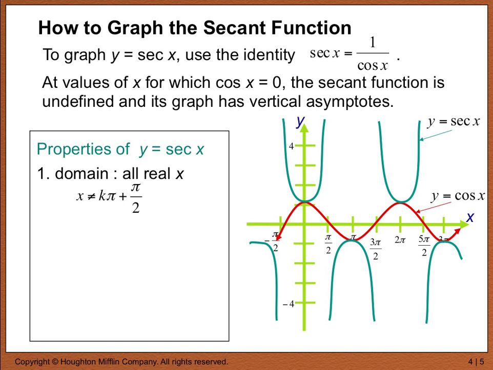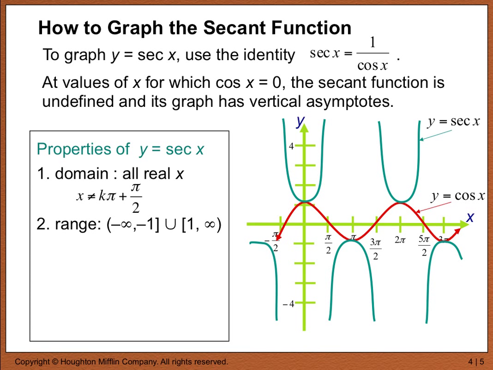Let's look at the graph of y equals cosine x and compare it to the graph of y equals secant x. You can see once again, just as we did with sine and cosecant, that the vertices of the secant graph touch or are tangent to the peaks and troughs of the cosine graph.